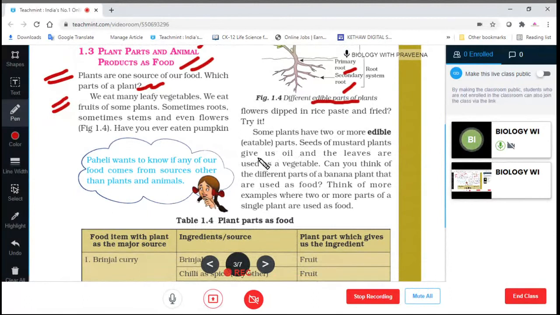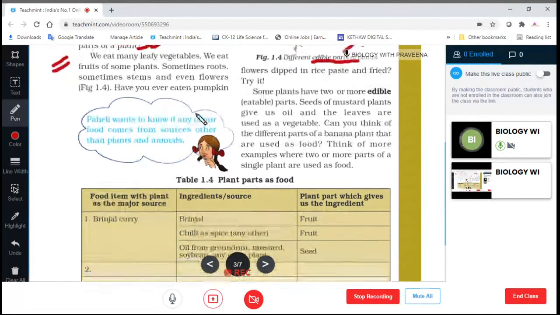Seeds of mustard plants give us oil, and the leaves are used as a vegetable. So in the mustard plant, we use oil from the seeds and the leaves as a vegetable. Can you think of the different parts of a banana plant that are used as food? Think of more examples where two or more parts of a single plant are used as food, and write them down.